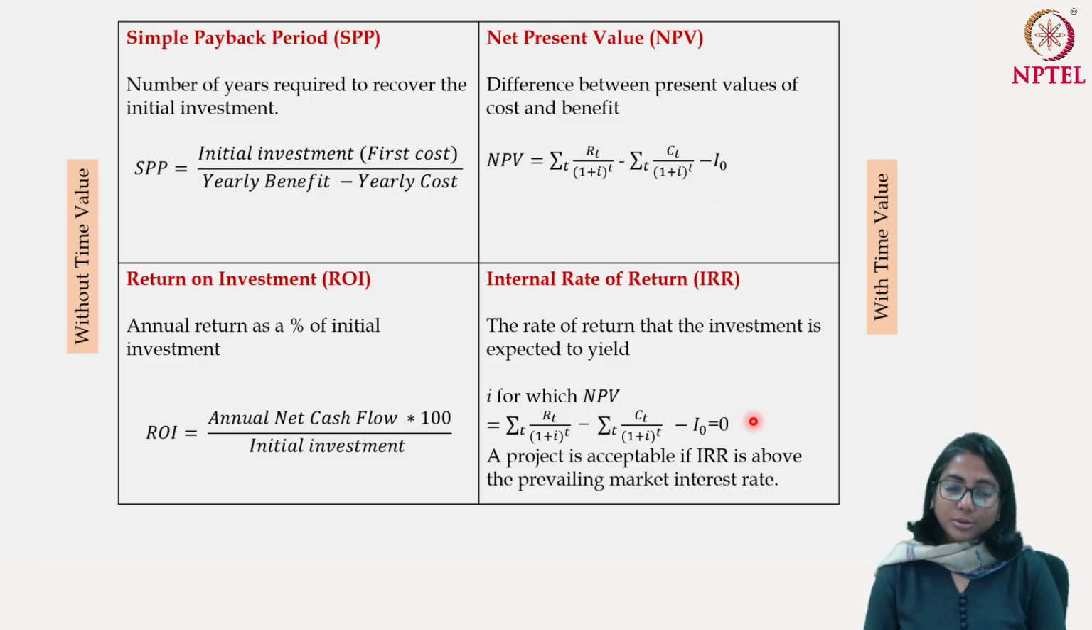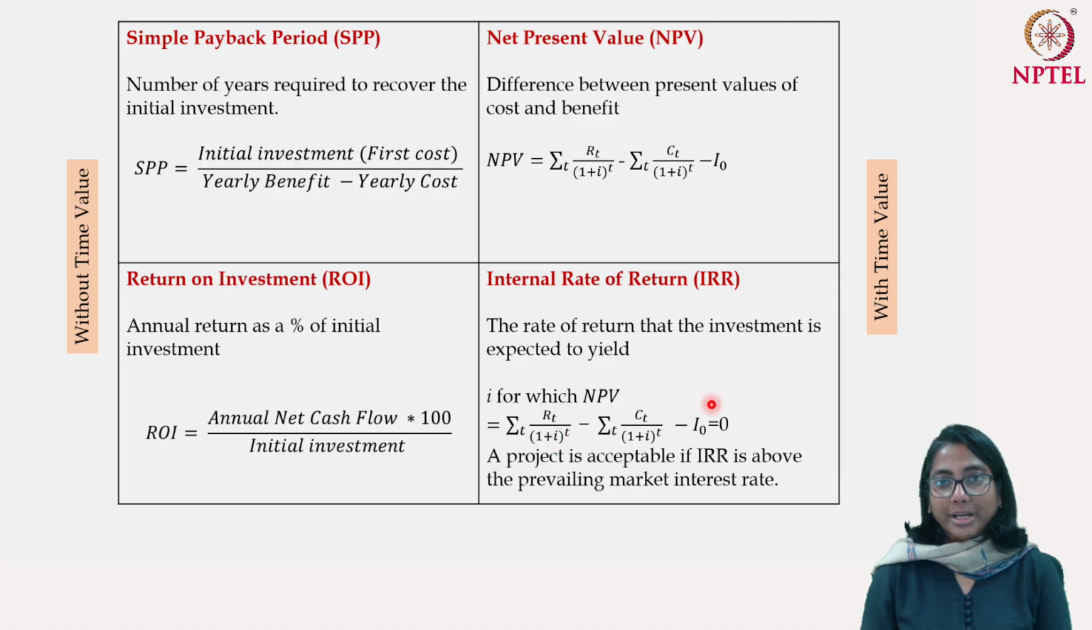Now, in the calculation of the internal rate of return, there are certain complexities. If you want to solve this equation, NPV equal to 0, it can give you multiple solutions for I. That is one problem. The second problem is that it is sometimes difficult to take IRR as a deciding factor, because oftentimes you don't know what to compare it with. However, people do compare the internal rate of return with the market rate of interest. So a project is acceptable if the internal rate of return is above the prevailing market rate of interest.